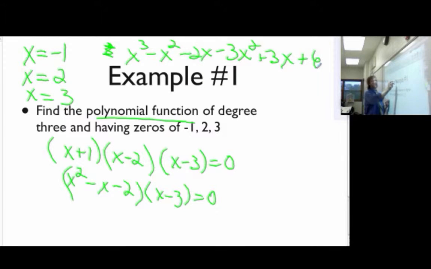Add like terms. So we got x cubed. An x cubed. And then a -4x squared. Do you agree with them? These 2 things? And then an x. And then 6.